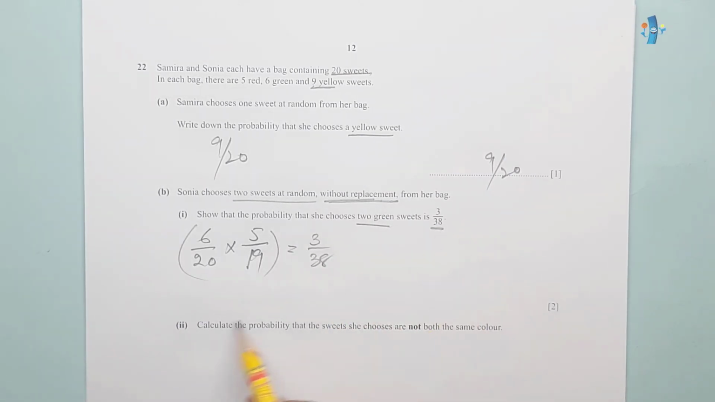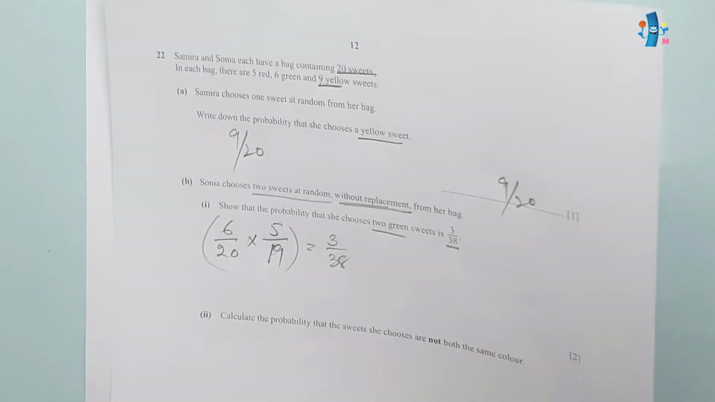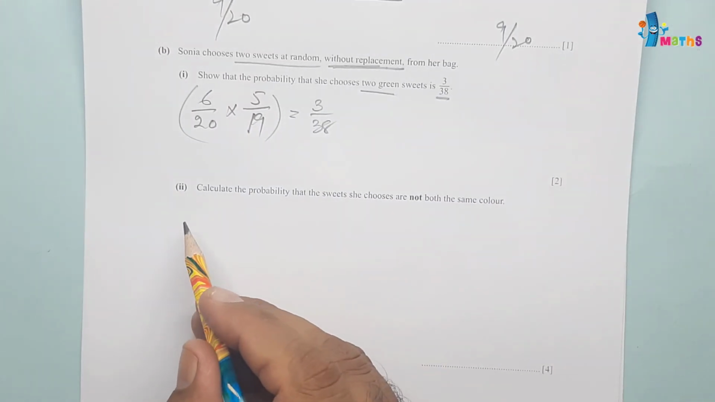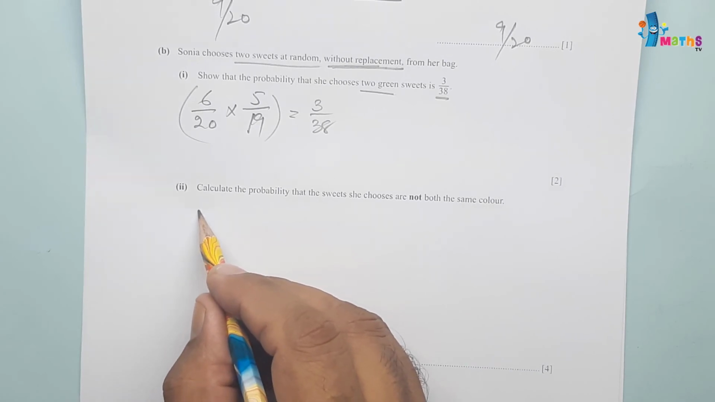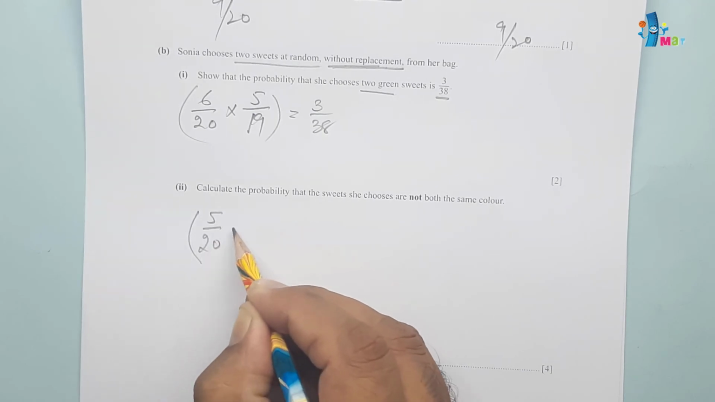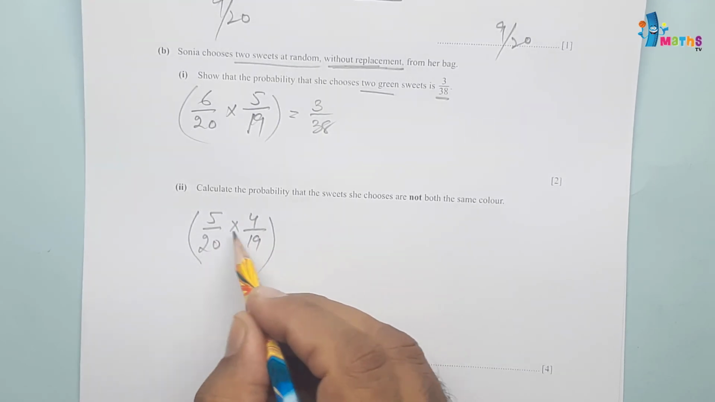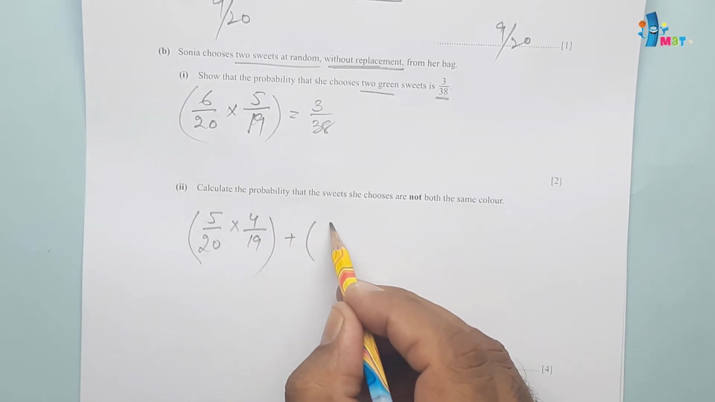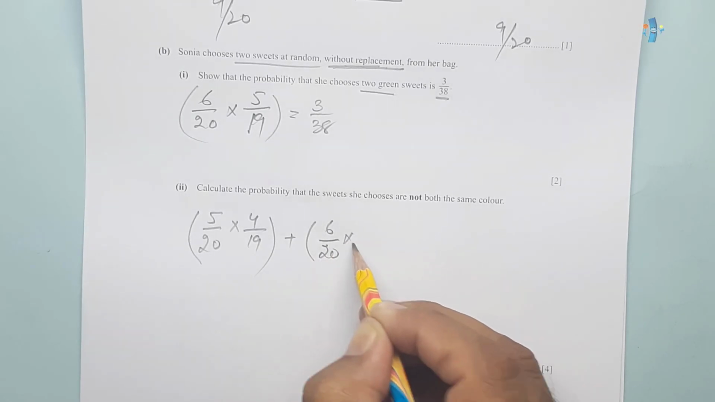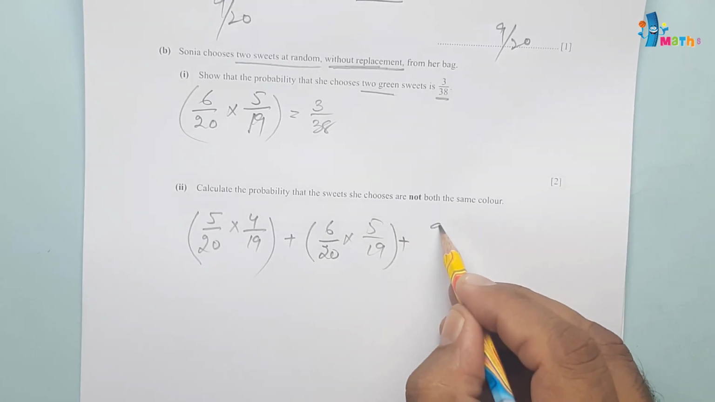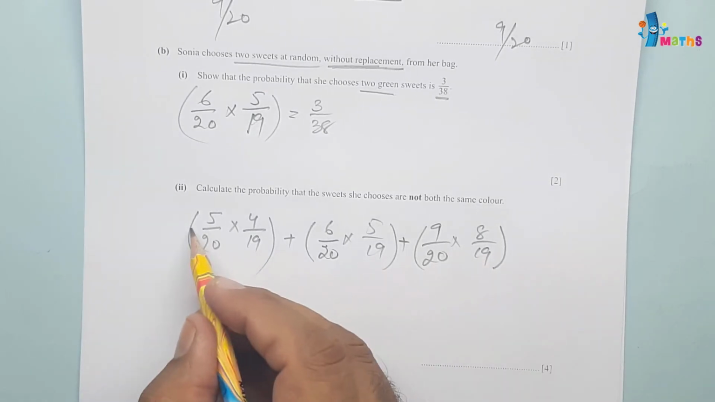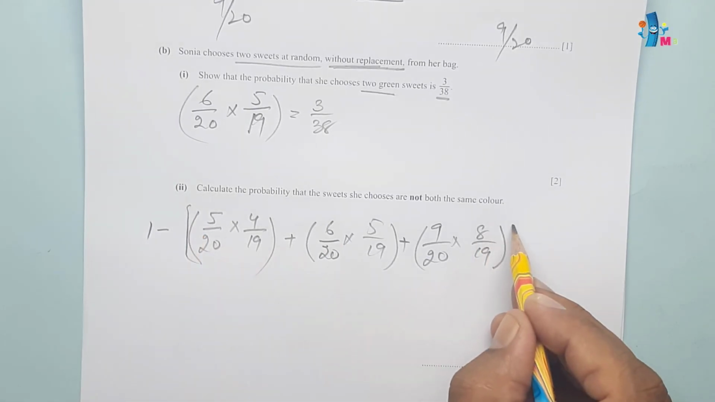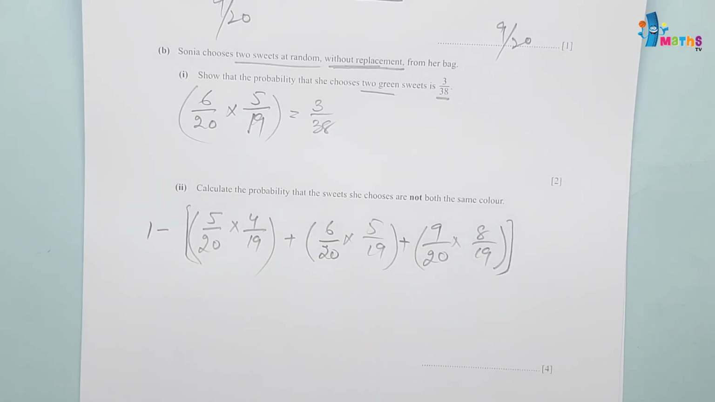Calculate the probability that the sweets she chooses are not both the same color. So if they are of the same color, it can be red and red. So the probability for red and red is 5 by 20 into 4 over 19. The other one will be green, 6 by 20 and 5 by 19. Similarly, yellow will be 9 by 20 and 8 over 19. So these are the probabilities of the same colors. So 1 minus these probabilities will be the answer for not the same color.